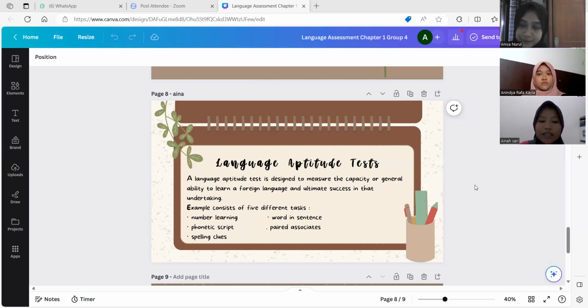MLAT and PLAB show some significant correlation with the students' final performance in the language course. Success is measured by text processing, memorization, and puzzle solving, and lastly, no student has shown that these tests can predict communicative success in the language. Okay, maybe that's all from me.